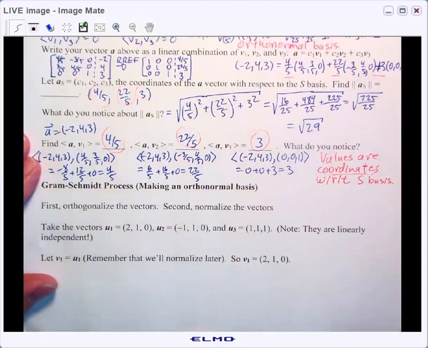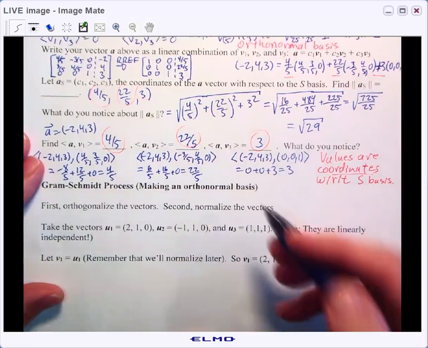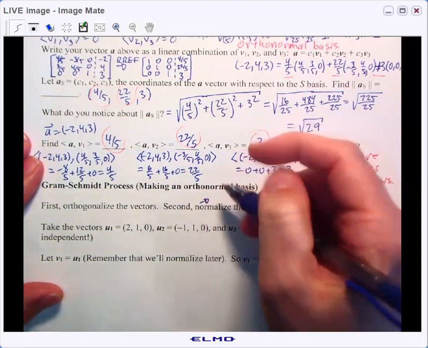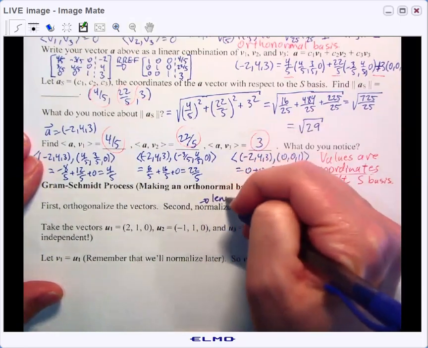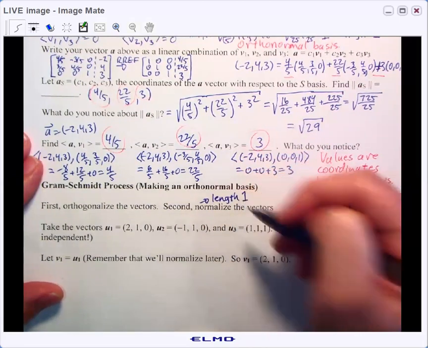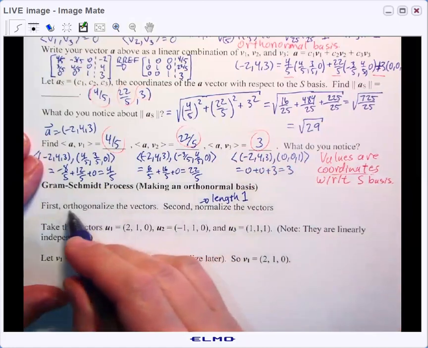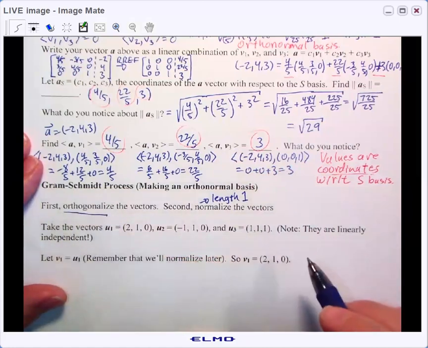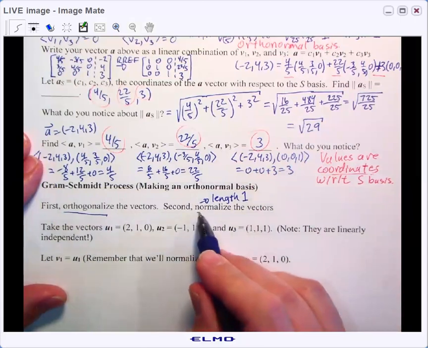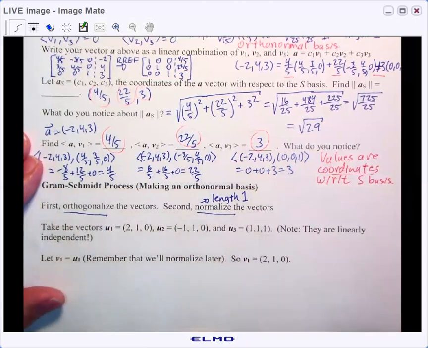Now you can normalize the vectors as you go along, and remember that in this case what we mean by normalize is length 1. Okay, and there are pros and cons to each way of doing it, but where we're first learning this, I'm going to recommend that you first orthogonalize all the vectors and then go back and normalize all the vectors. It will involve fewer square roots if you do it that way by hand.